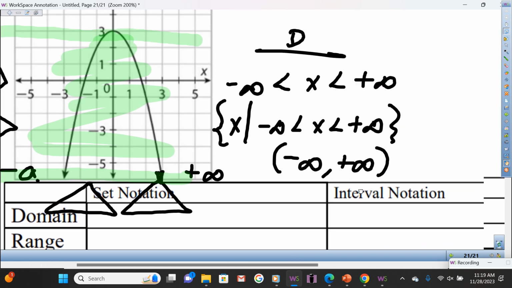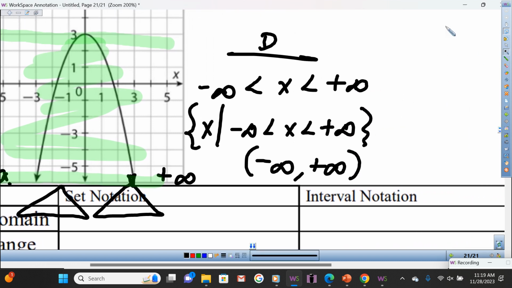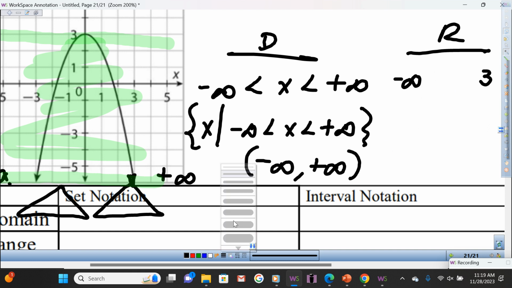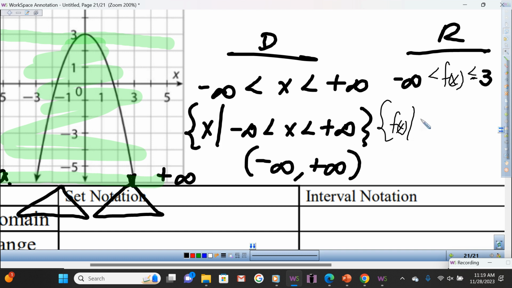Therefore, my range, let me write my range over here. My range is from negative infinity all the way to 3. So, what do we write in between? We're no longer on y, it's what? f of x. So, negative infinity less than f of x, less than what else? Or equal to. That is correct, because there is a solid point right there. Solution set of f of x such that negative infinity less than f of x less than or equal to 3.